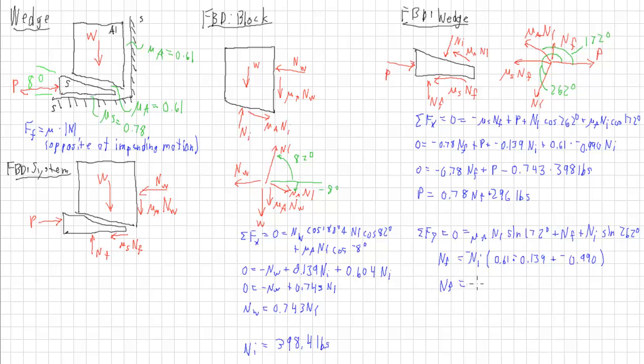NF equals negative 398 pounds times negative 0.905, and NF equals 361 pounds. Great. Now I've got that. I will take this value for NF and plug it in up here.